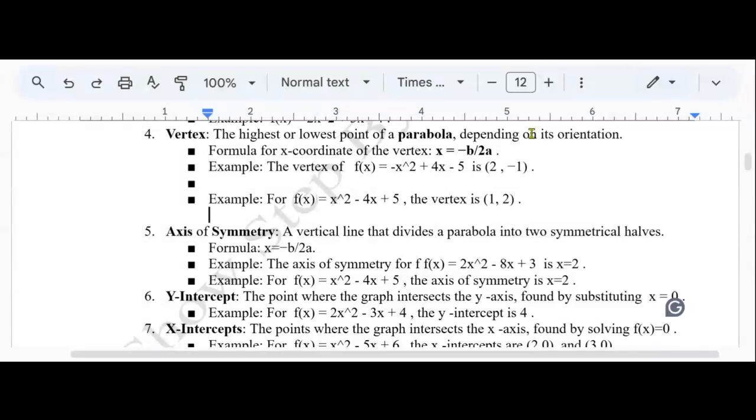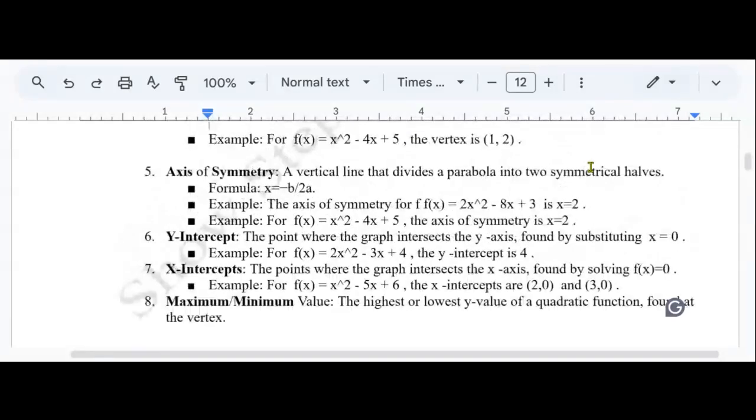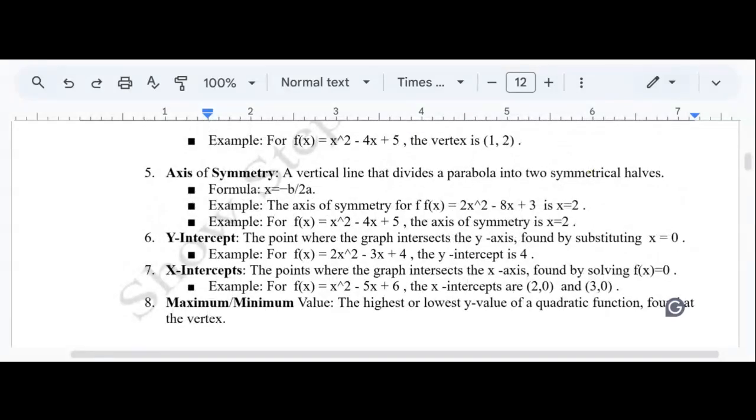Now go to the next one. What's the next one? To find the axis of what? Symmetry. Okay, so let's erase. Can I erase this? Yes.